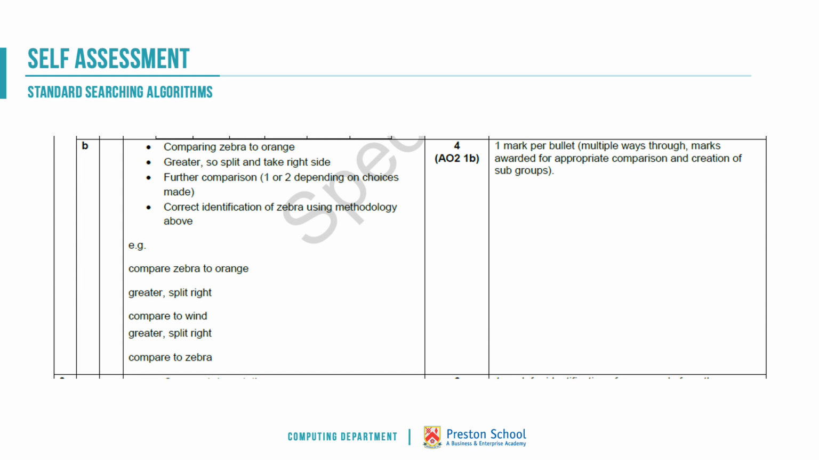So for 4 marks, here is the mark scheme. You should have compared zebra to orange. You should have in some way shown that the word we were looking for is greater than orange, probably by discarding the left-hand side of the list, 2 marks. You then need at least one more comparison, depending on whether you round up or down, and then you should correctly identify zebra using the methodology above. E.g., compare zebra to orange, greater split right. Compare to wind, greater split right, compare to zebra. If you'd written something like the example bit at the bottom, that would give you your 4 marks.